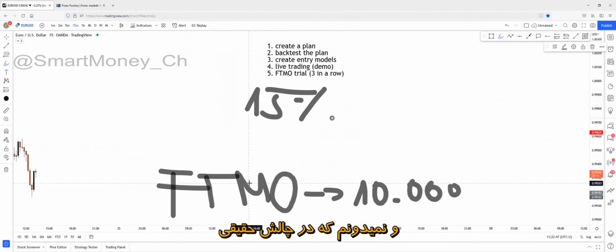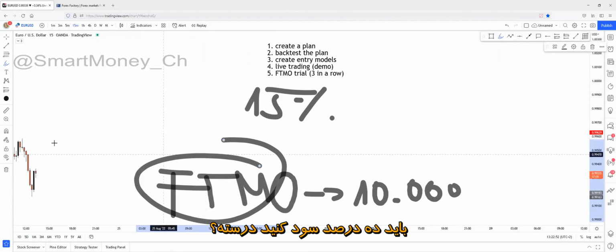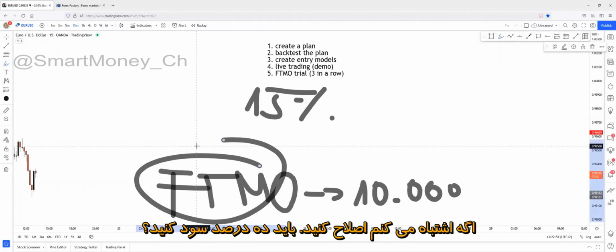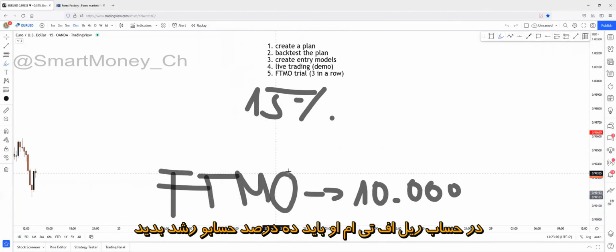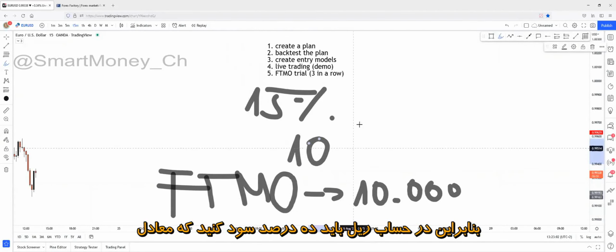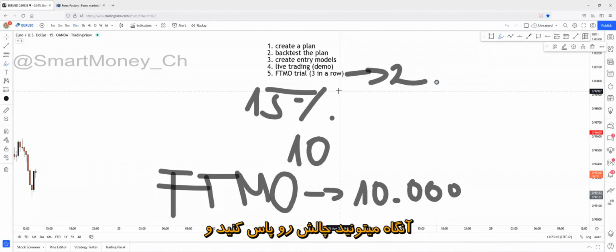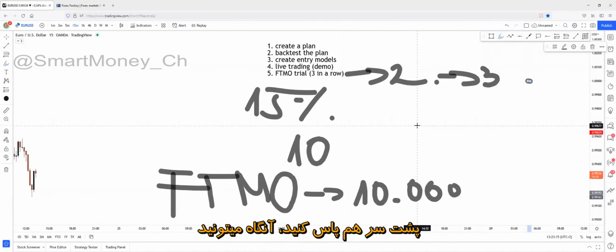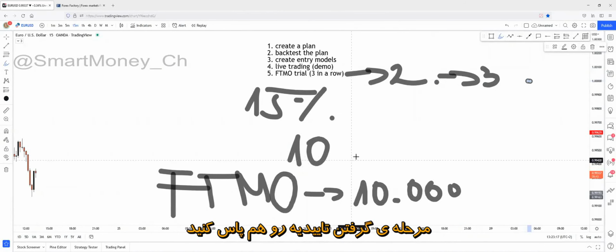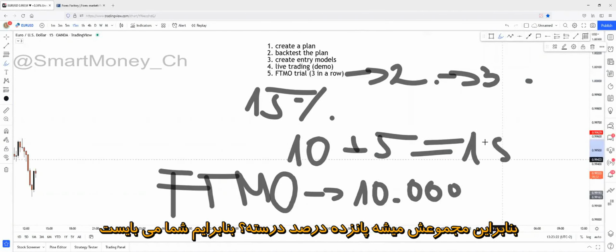I don't know if in the real challenge on FTMO you have to collect 8% or 10%. I believe you have to collect 10%, right? Correct me, please. Yes, 10% on the challenge. So you have to book 10% on the real FTMO challenge. Booking 10% will equal 2 trials. So if you can complete 2 trials in a row, then you can complete the challenge. And if you can complete 3 trials in a row without failing one, then you'll be able to complete the verification too, because the verification is 5%. So it will equal 15%, right?